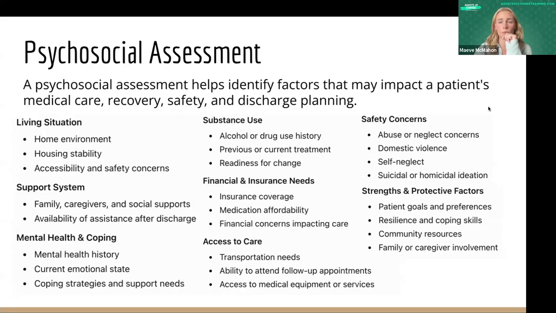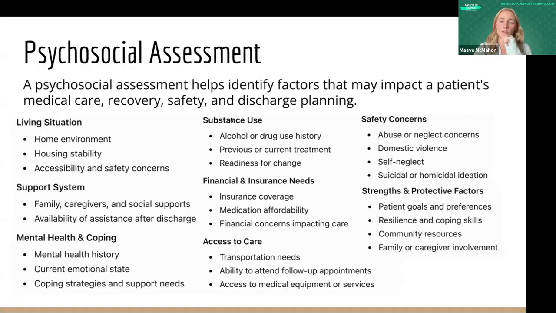DME is a really good one. So for those of you who don't know what DME is, that's things at home like bedside commodes or a hospital bed or things like a cane or a walker. So like those accessibility things at home. Yeah, these are all really great examples. Thank you all for sharing.